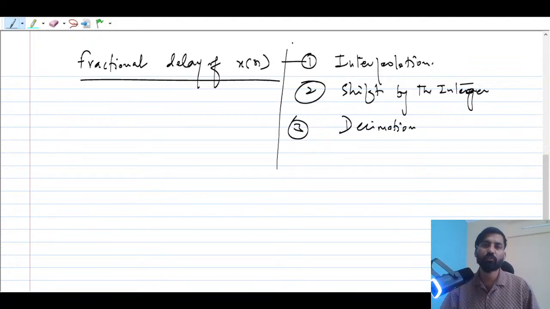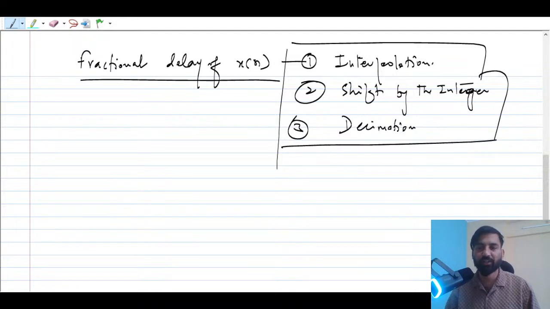Decimation. So this order you have to maintain always. This order you have to maintain. So how does fractional delay look like? Suppose you have got x of n.